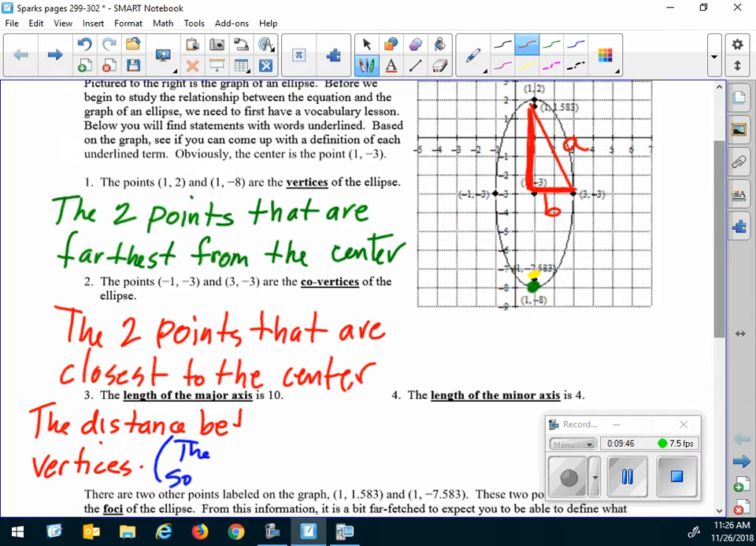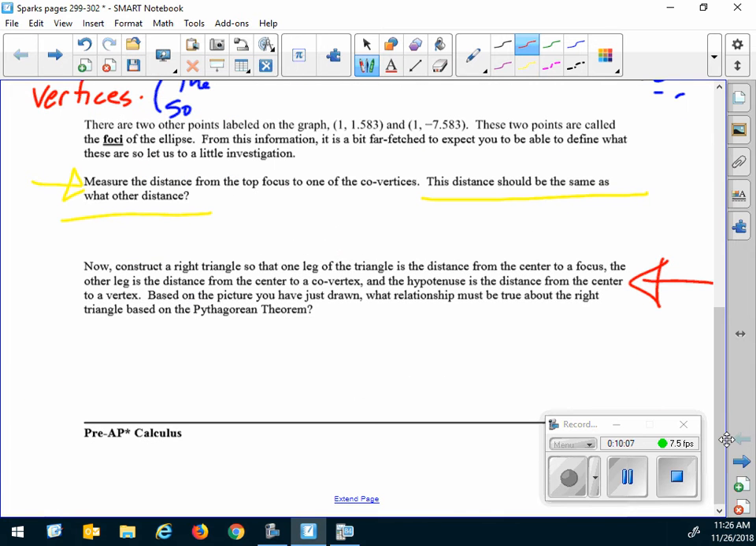Oh, then you need to go from the center all the way up to 1, 2. But that doesn't make a triangle. But I think he means from the focus to a covertex, don't you think? Because the other way you don't even have a triangle. I think you got a little screwed up on that one. All right. Yeah.